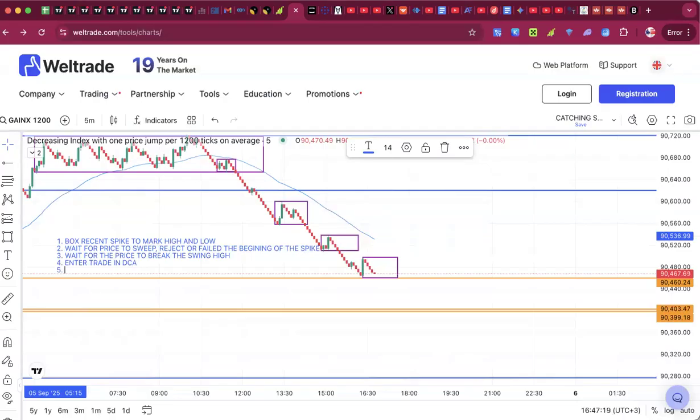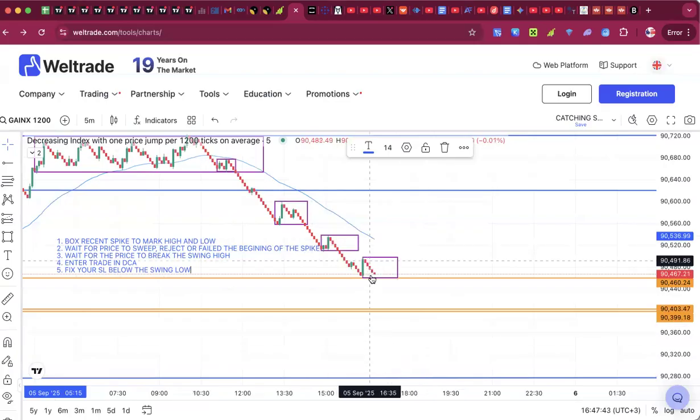Five, fix your SL below the swing low. Okay, so this is the swing low. So now, am I to enter trade now? No. What are we waiting for?